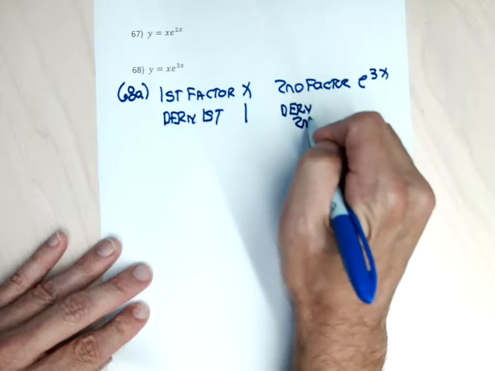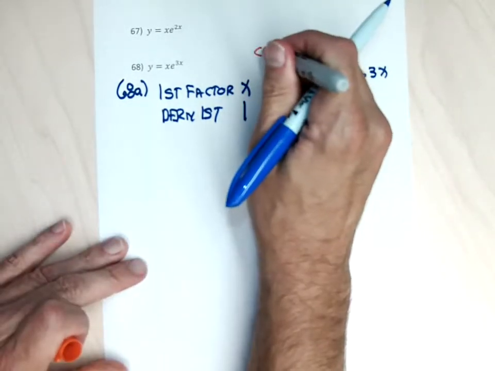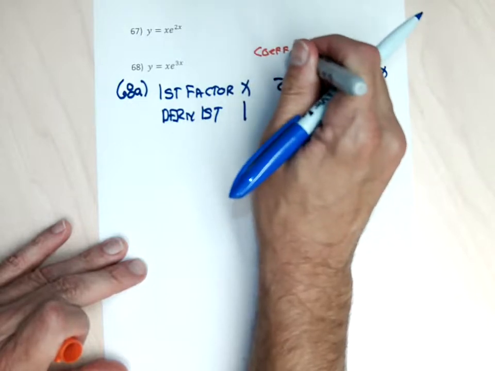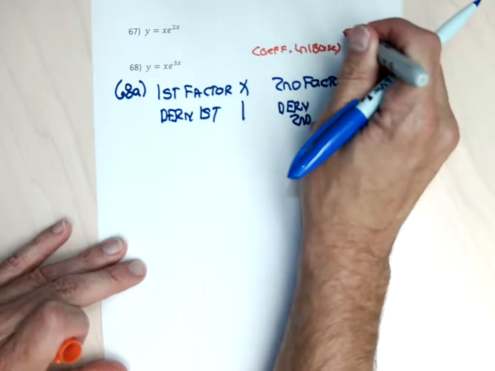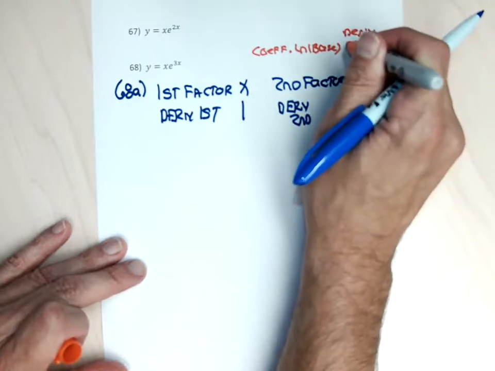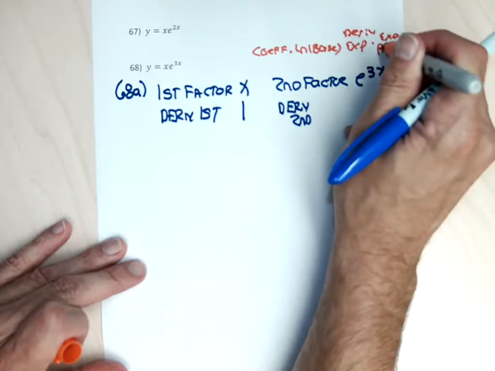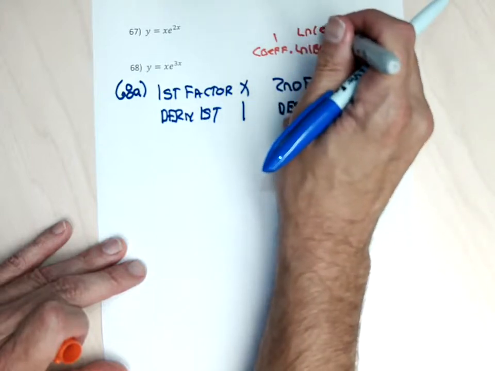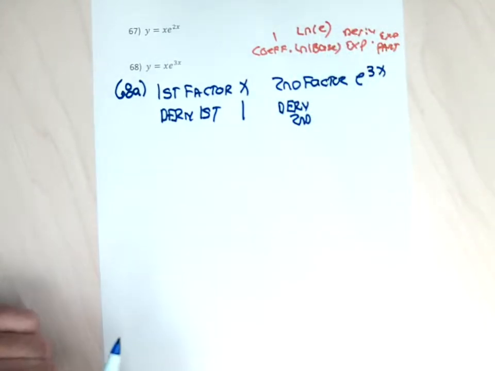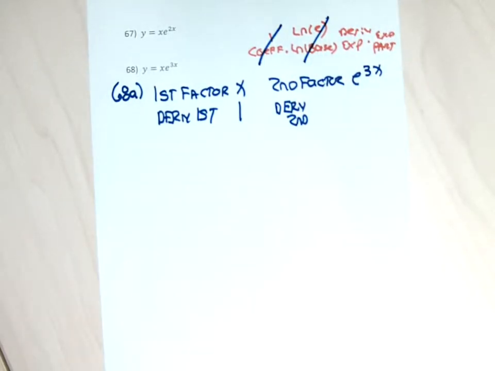The derivative of the second factor, it's an e without a coefficient. So I don't need to do the coefficient times the natural log of the base times the derivative of the exponent times the exponent piece part. So the coefficient is 1. The base is e, and the natural log of e is 1. So when I do the derivative of an e that doesn't have a coefficient, I just take the derivative of the exponent times the exponential function itself.